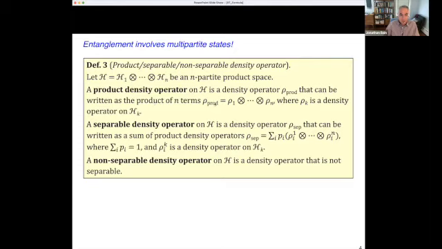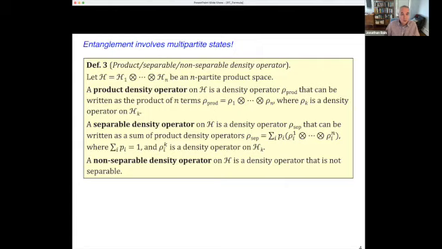So a product density operator is a density operator that can be written as the product of n terms, where each term is a density operator on the corresponding factor space. A separable density operator on a multipartite product space is a density operator that can be written as a weighted sum of product density operators, where the sum of the weights equals one, and each term in the product, again, is a density operator on a corresponding factor space. And then finally, a non-separable density operator is a density operator that is not separable.